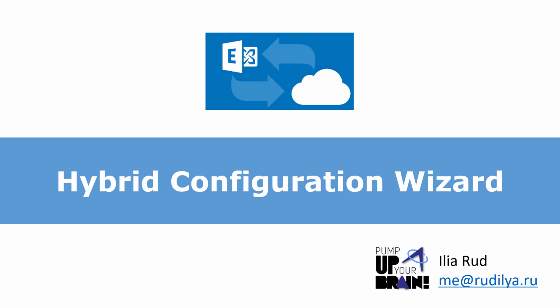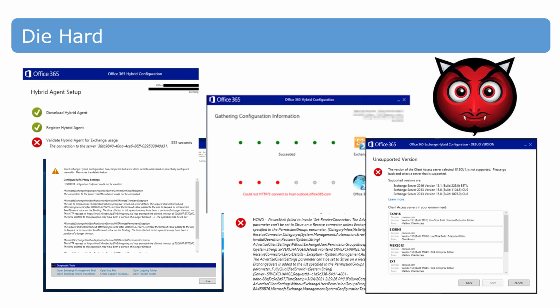Today we will be talking about Hybrid Configuration Wizard. Hybrid Configuration Wizard is a tool to create a bridge between your on-premise infrastructure, I mean Exchange Server, and Exchange Online. Rumor has it that the utility was created by the devil to steal your time, and sometimes it looks like it's true, because Hybrid Configuration Wizard creates so many issues and problems at the deployment stage.